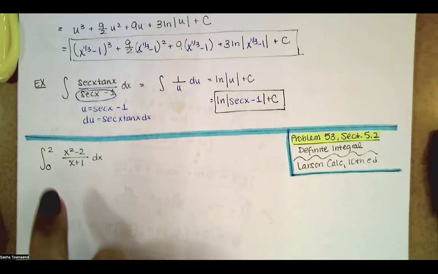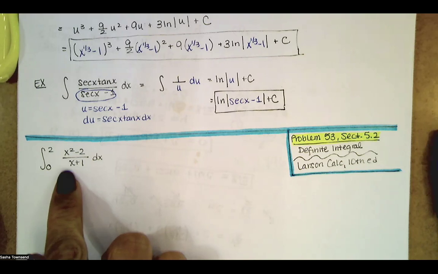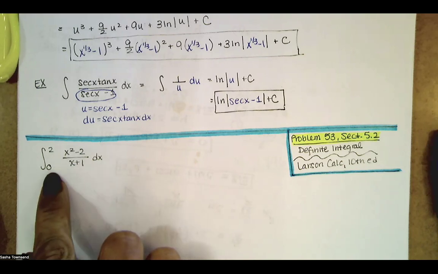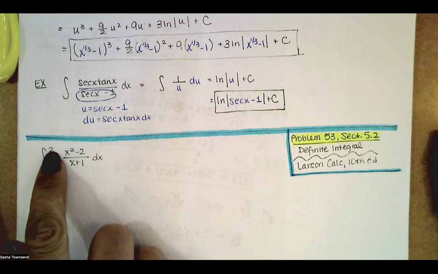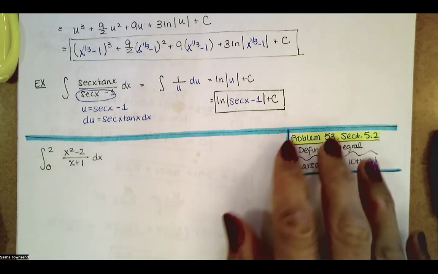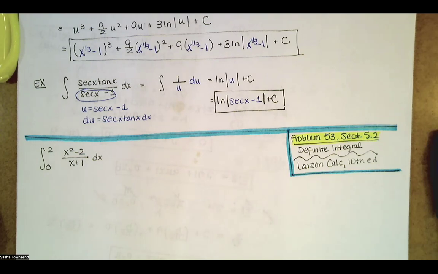In this video, we evaluate this definite integral. We've got a rational function and we're asked to find the net area under the curve from x equals 0 to x equals 2. And this is problem 53 from section 5.2 of the Larson Calculus book, 10th edition. That section is about antidifferentiation and integration involving the natural logarithmic function.